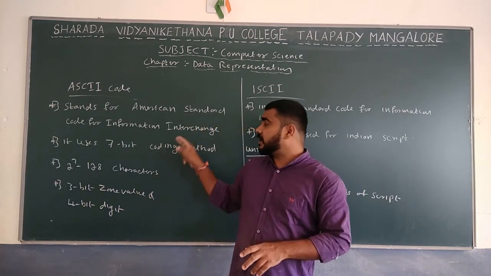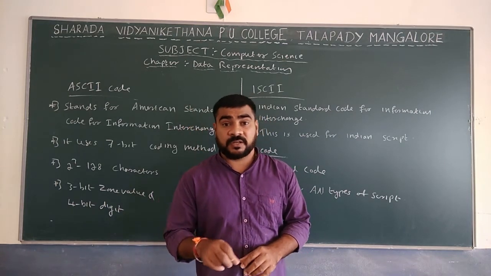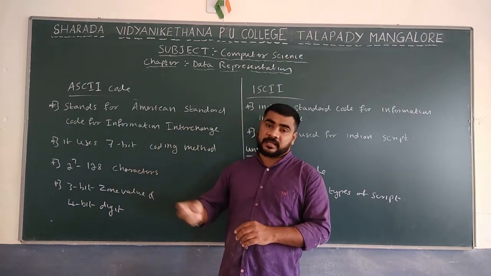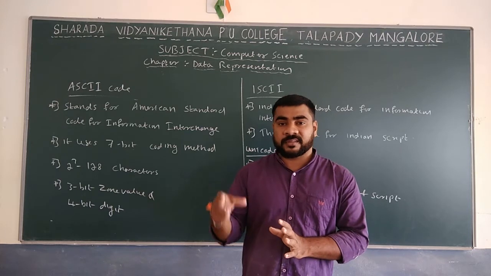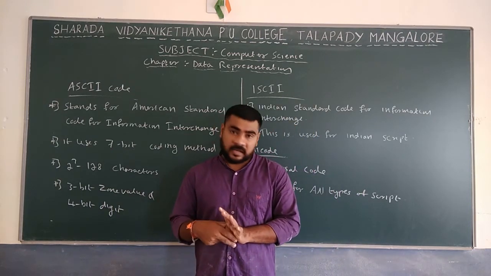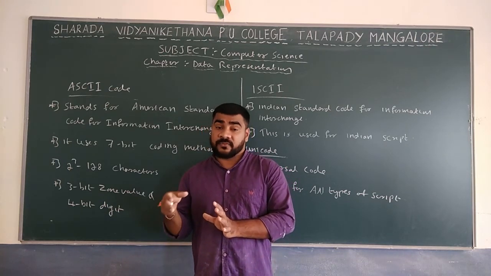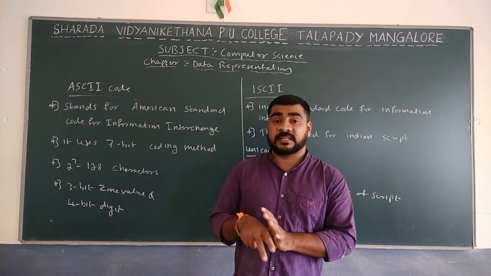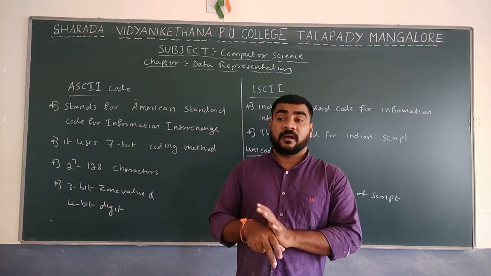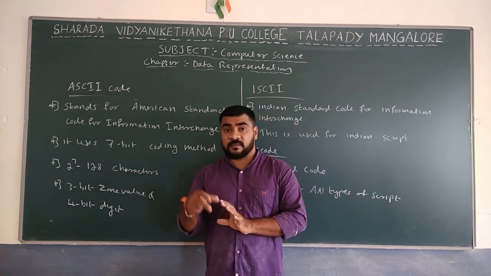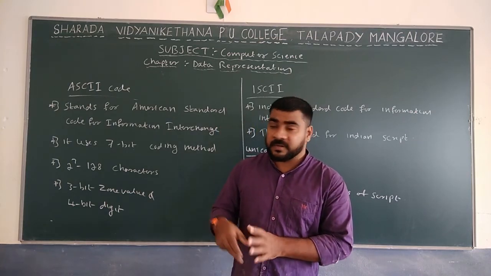But here it is 7-bit coding, because 7-bit coding means we can represent a total of 128 characters. 128 characters are enough to represent all the English characters along with the numbers. 128 configurations are enough to represent all types of English characters. So Americans developed a new type of coding, where 2 raised to 7 means 128 configurations are possible, known as American Standard Code for Information Interchange.